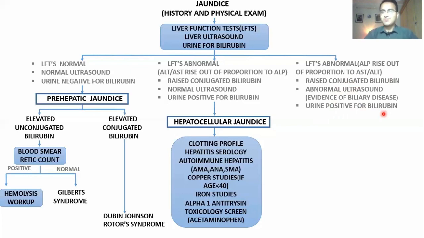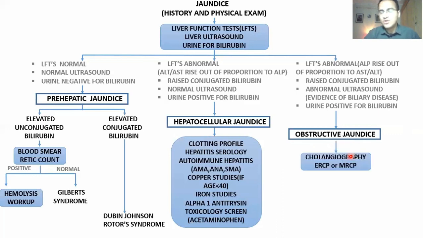This is post-hepatic jaundice, obstructive jaundice. Obstructive jaundice or post-hepatic jaundice. If it is obstructive jaundice or post-hepatic jaundice, depending upon the patient, depending upon the cause of obstruction, you can go for cholangiography, ERCP or MRCP. Coming towards our last case in which all labs are normal.